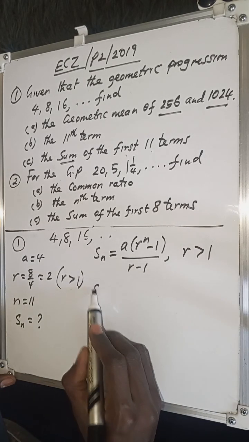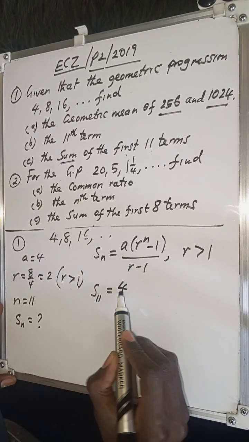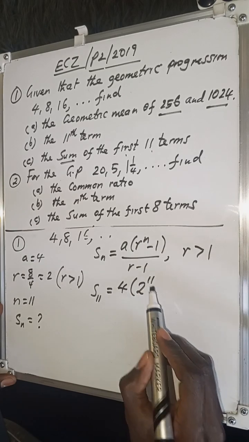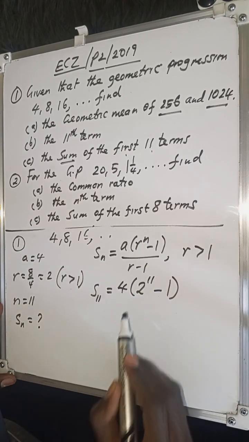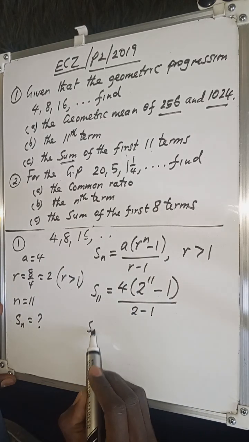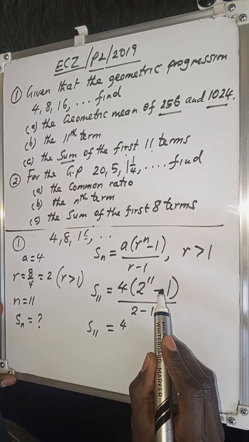So we just need to substitute. What is my n? 11. The first term is 4. My common ratio is 2, raised to the power 11 minus 1, over 2 minus 1. So S11 is equal to 4 times... you can work out what is in the bracket there.